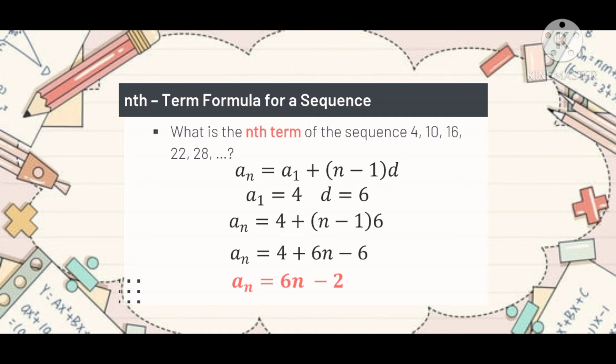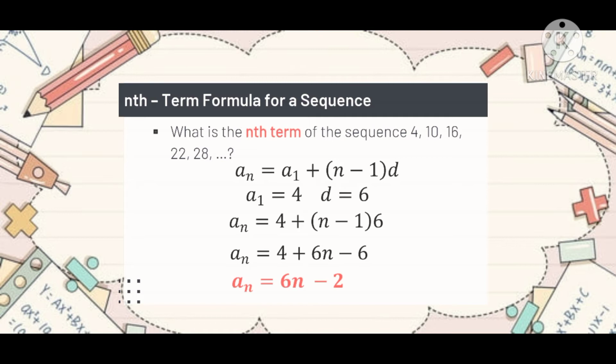So, for example, 10 minus 4 is equal to 6. And 16 minus 10 is equal to 6. And ganun din sa 22 minus 16 is equal to 6 din. And 28 minus 22 is equal to 6. Kaya siya naging 6 kasi ayun yung kanilang common difference.